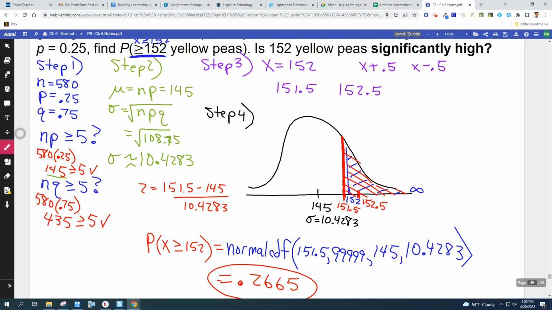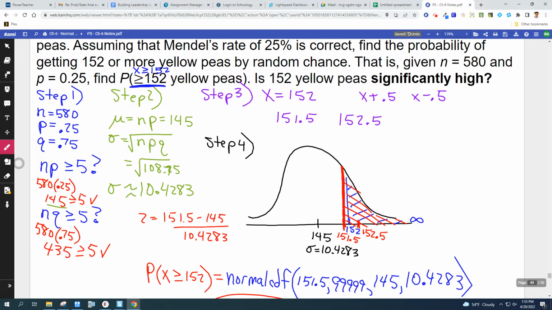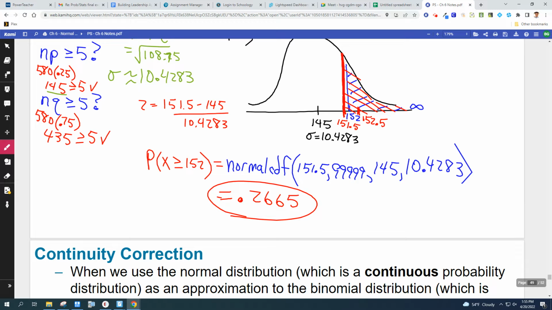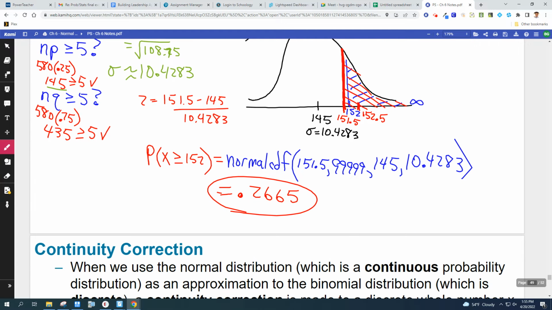So go back and look at the question again. Find the probability of getting 152 or more yellow peas by random chance. There we go. Okay, that is our approximation for the binomial. The second part of that question says, is that number significantly high? Well, we got 26%. We were expecting to get 25%. That's pretty darn close. So I would say this is not significantly high.